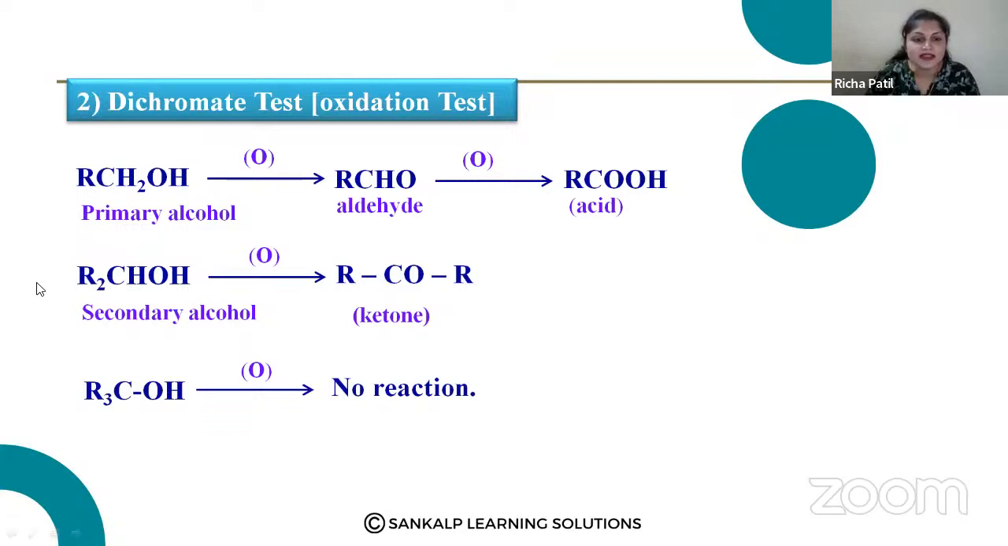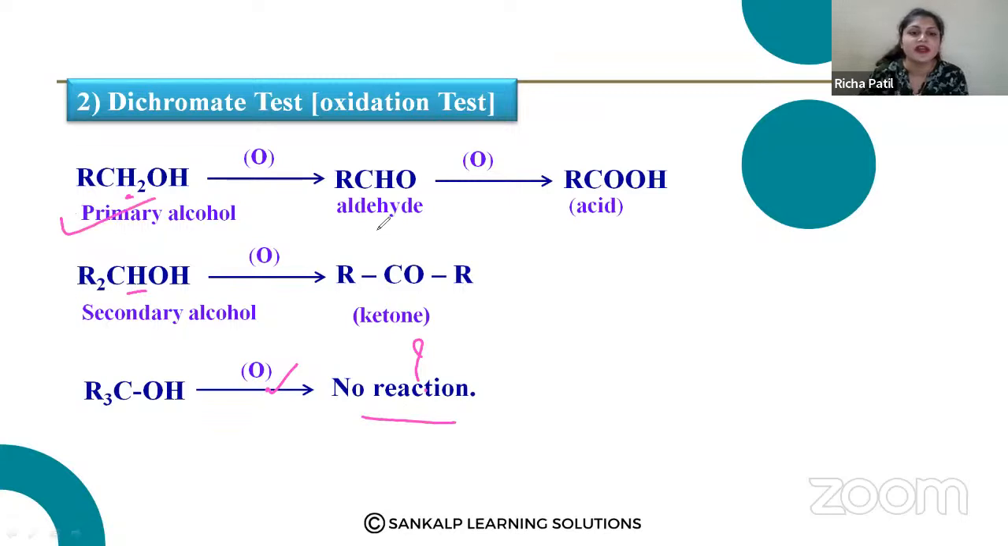If secondary alcohols are there and you do oxidation, it will convert into ketone. And tertiary alcohols, if you do further oxidation, there is no reaction. Why? Here you can see the presence of alpha hydrogens, so you can easily remove the hydrogen and add your oxygen. But here there is no presence of alpha hydrogen, so because of this, it undergoes no reaction.